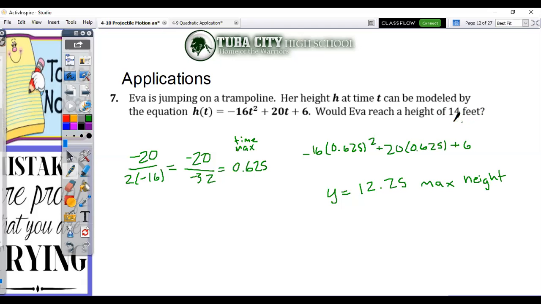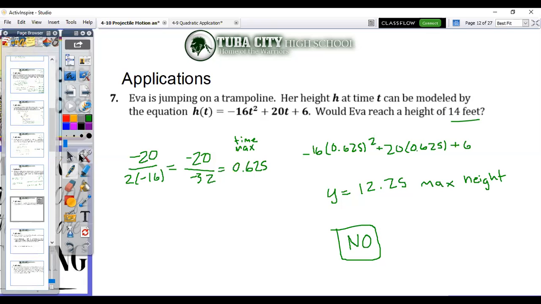So did she reach a height of 14 feet? Again, we have to make sure to answer the question. In this case, the answer is no, but the solution is 12.25, because this is what you would plug back in to make it work. Sometimes you need solutions, sometimes you need answers, but that's the part on you to figure out. So she never jumps more than 14 feet. Okay.